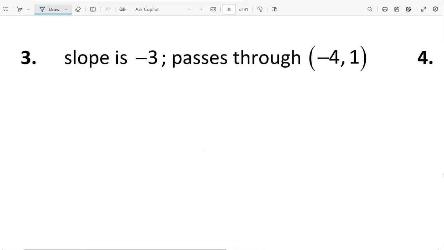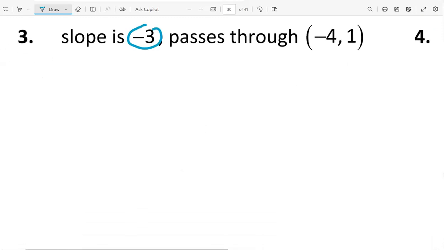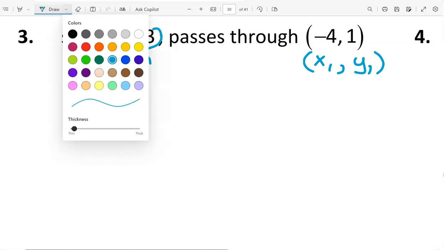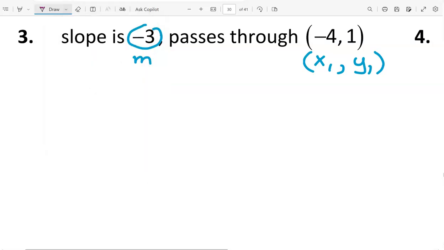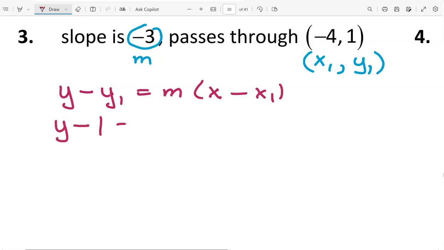Now let's check out number 3. We have the slope again, that's our value for m, and we have a point. However, that point is not the y-intercept, it's just an ordinary point, x1, y1, nothing special about it. It's not the y-intercept because the x-coordinate is not 0. So we can write this in point-slope form, which is y minus y1 equals m times x minus x1. The y1 value is the y value of the point, m is the slope, and the x1 value is the x value of the point.